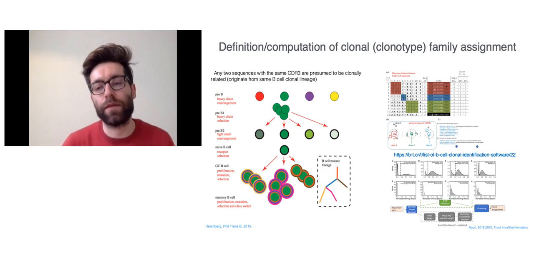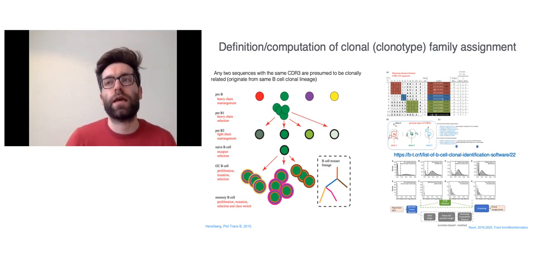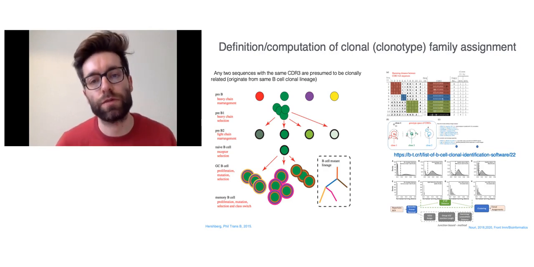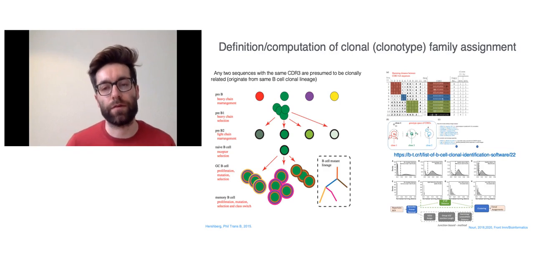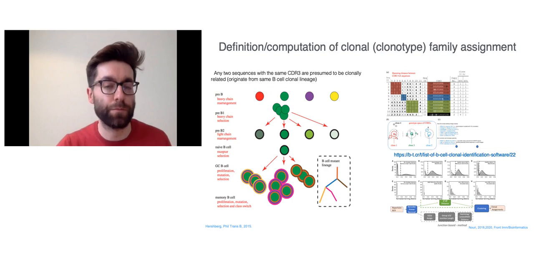But if you want to make big claims on somatic hypermutation or clonal expansion for B cells, it might be a good idea to look into how to assign clonotypes. And I think this is a good way to start, by looking at this slide and what people have published.